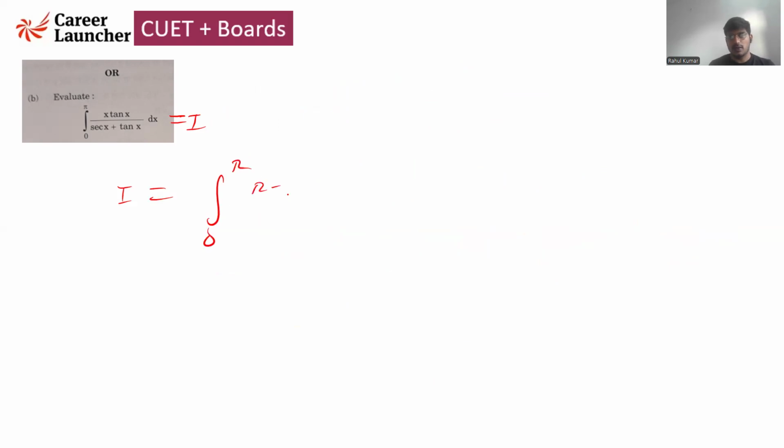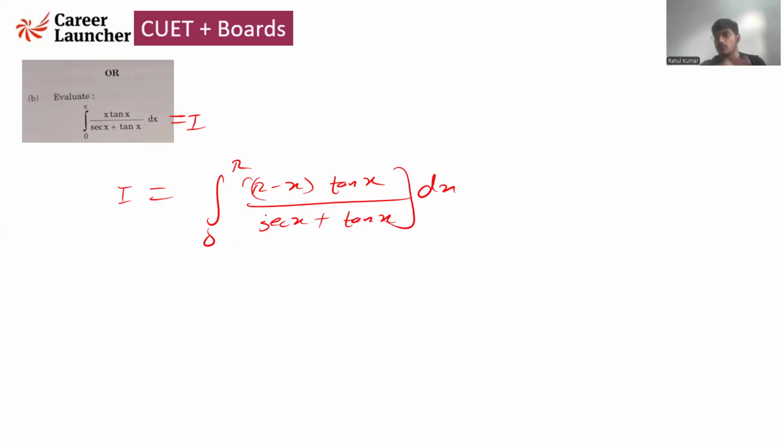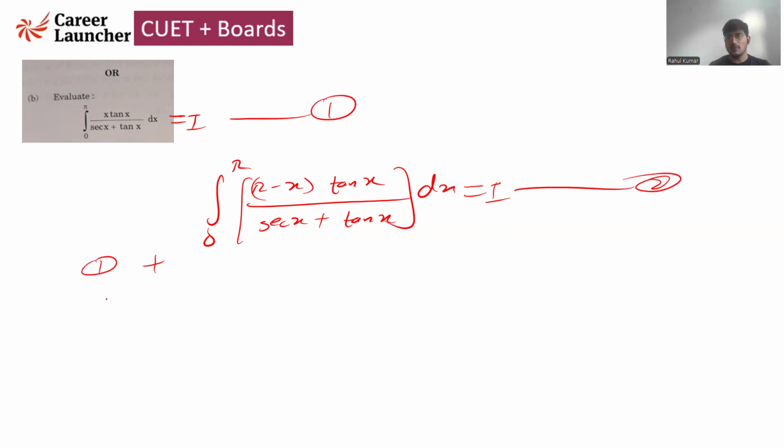Now using the property, replacing x by pi minus x, tan x divided by secant x plus tan x. I have taken the negative sign common and they cancel out. So you have to write the properties with that, only then you can get the marks because it is a 5-marker problem. Now this is the first equation. This is the second equation. When you add both of them, what will you get?